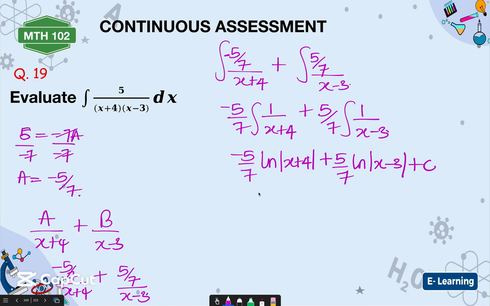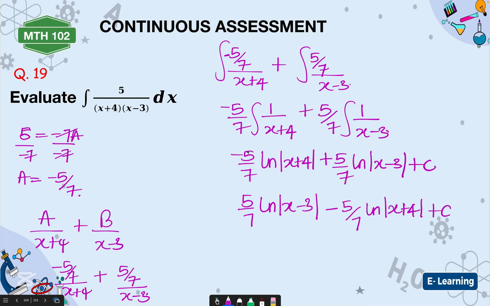If you want to rearrange, it becomes 5/7 natural logarithm of x minus 3, minus 5/7 natural logarithm of x plus 4, plus c, since this one has a negative sign. And in mathematics, this minus 5/7, these two are the same. So you can take it 5/7 rather, natural logarithm.